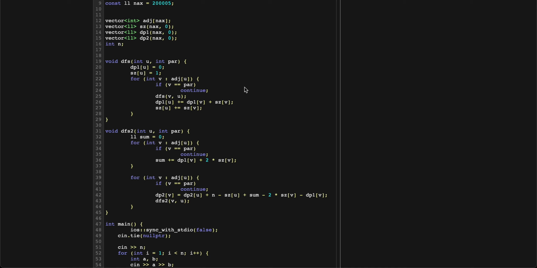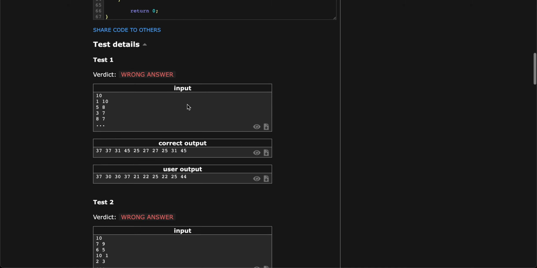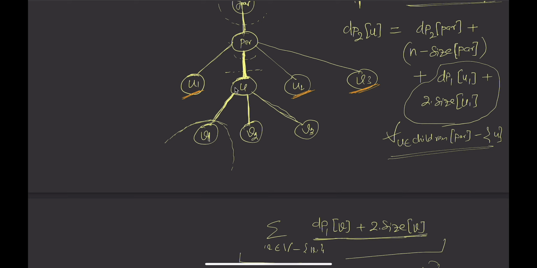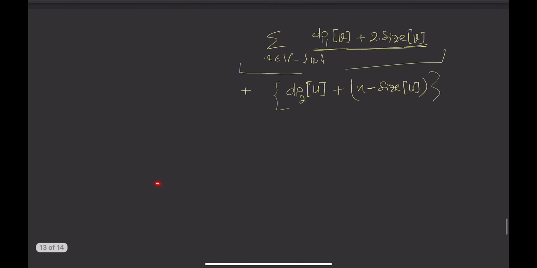Subtree size is 4, so I must be getting less answer. That may be due to this, this should be the problem. Let's see. So for this leaf node, the leaf node's answer is 0, because there is no child, but if I have a parent, the answer will be the size of this, which is 1.